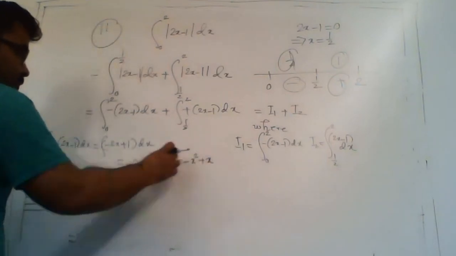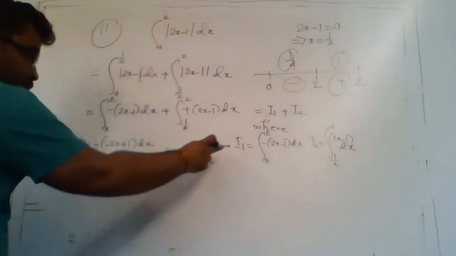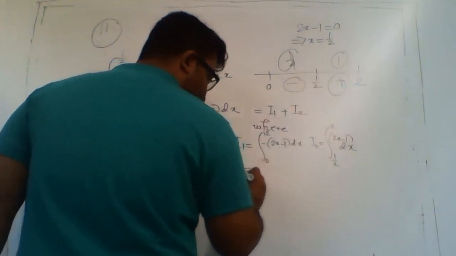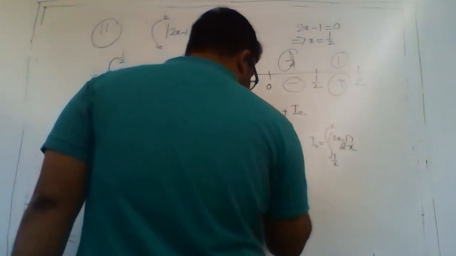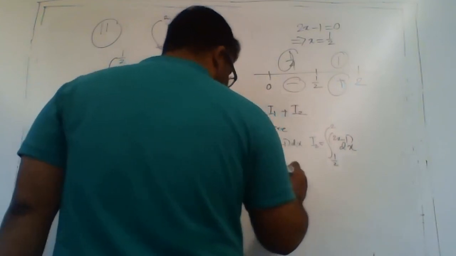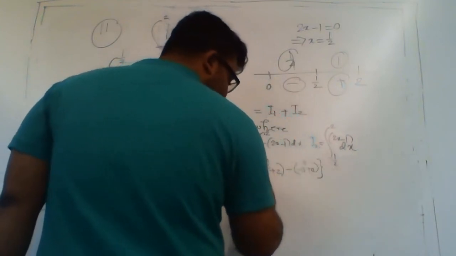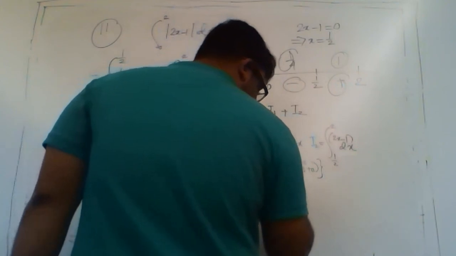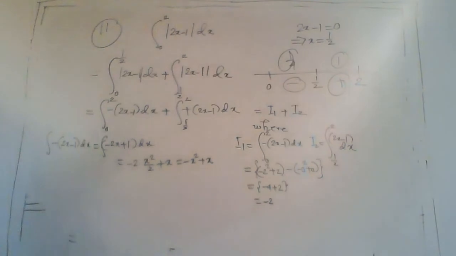Now here you will put the top and the bottom. If you put the top value here, you will get minus square plus the top value. If you put the bottom 0 here, you will get minus 0 square plus 0. This will be your I1. So it will be minus 4 plus 2, which is minus 2. This is the value of I1.